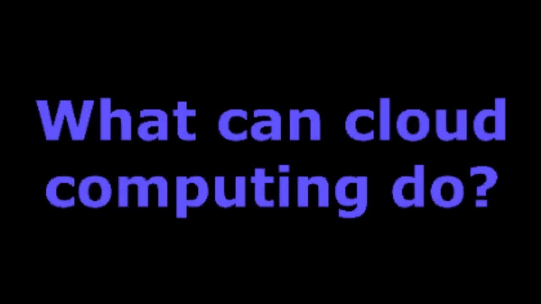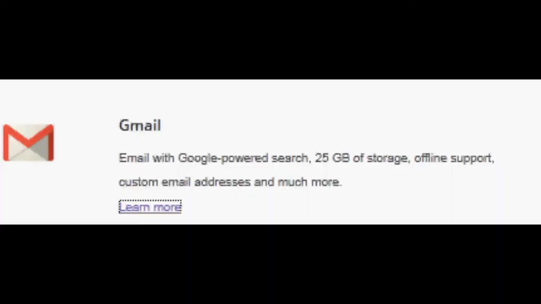So what can cloud computing do? Cloud computing offers many different apps and can be used for lots of different things. For example, a main one that is used a lot would be email. Here is an example of Google email, and as you can see it says you can have 25 gig of online storage for your emails and also offline support.